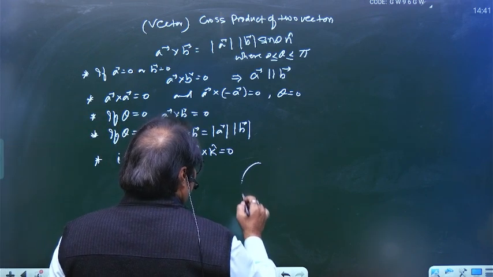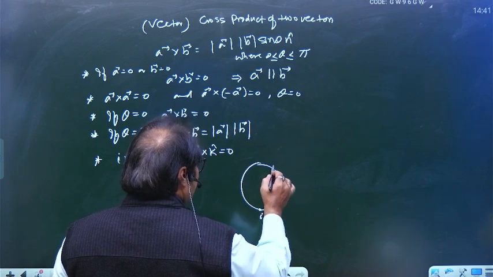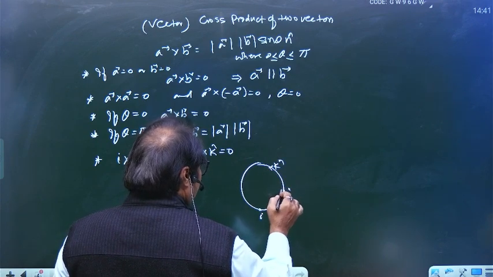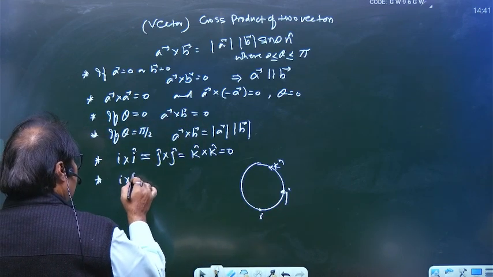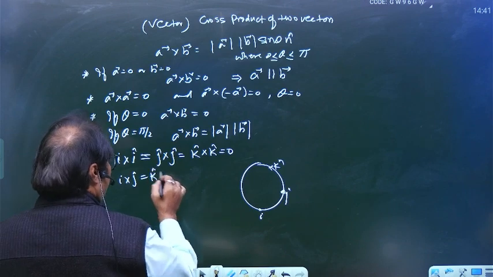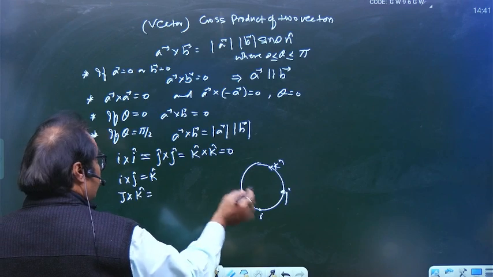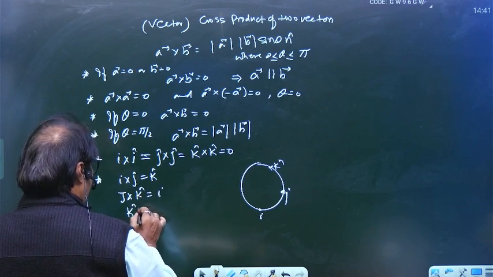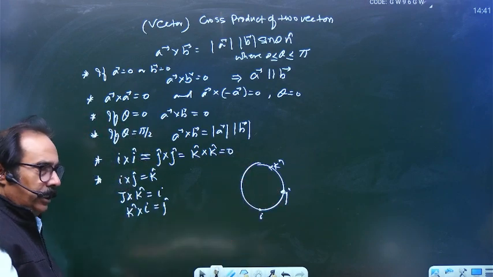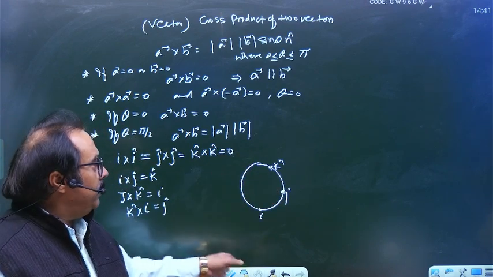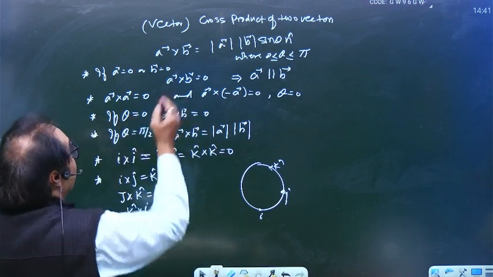And now, if we go in a cycle, suppose this is the I vector, this is the J vector, and this is the K vector. I cross J is equal to K, J cross K is equal to I, and K cross I is equal to J. We move in the cycle, that means in the anti-clockwise direction.